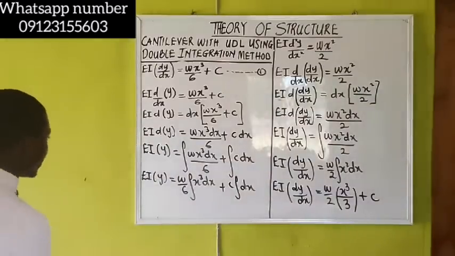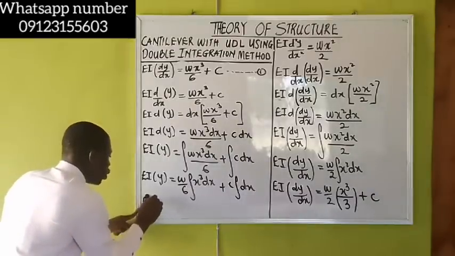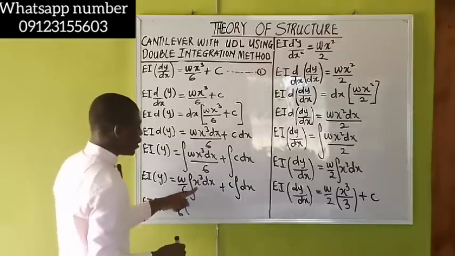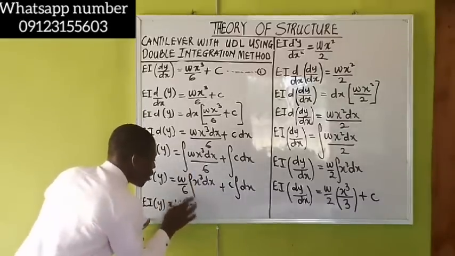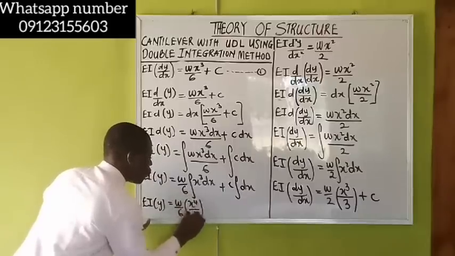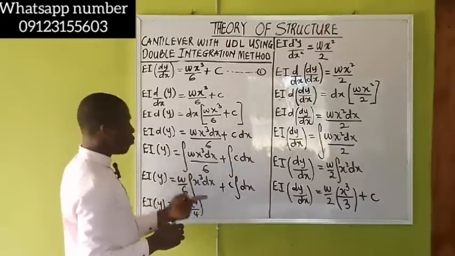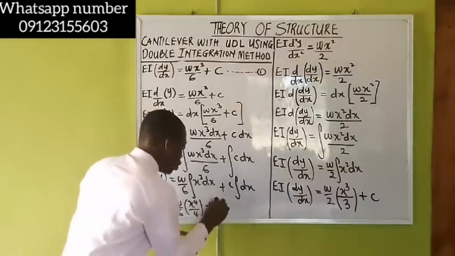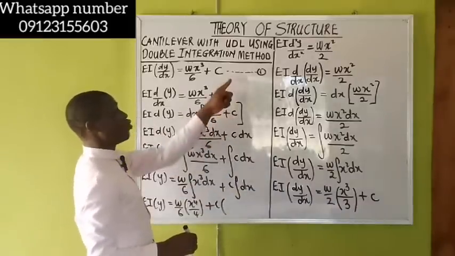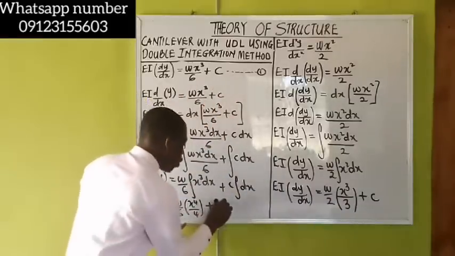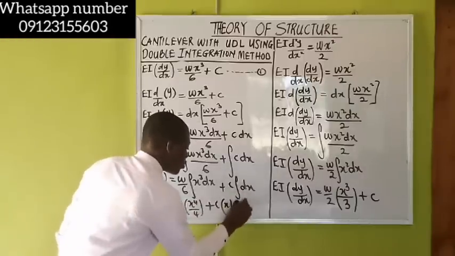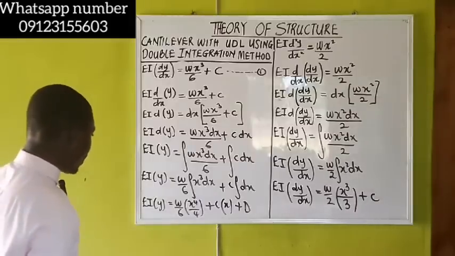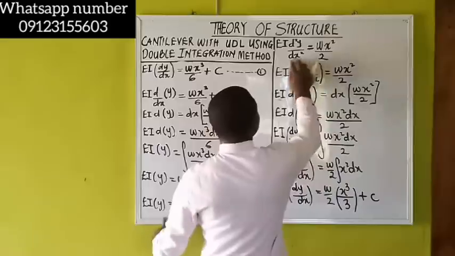Now at this point, if I proceed, I'll be having EI into y is now equal to w over 6 into, if I integrate x cubed, that becomes x to the power 4 over 4. We said add 1 to the power, and when I add the power, put it as what? As the denominator. I have this. Plus c into, if I integrate the x, I have what? x. That becomes x. Now, this becomes what? Plus d. Add plus d to it. Now, at this point, if I simplify, I will get my equation 2.